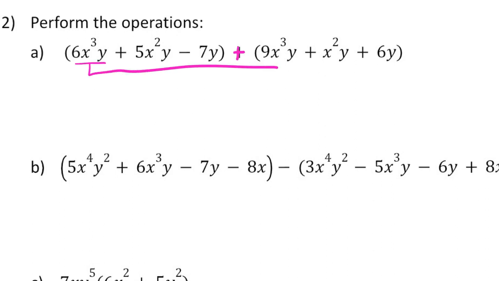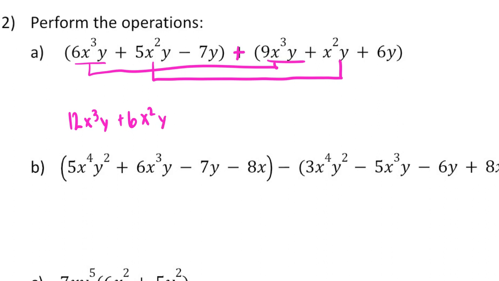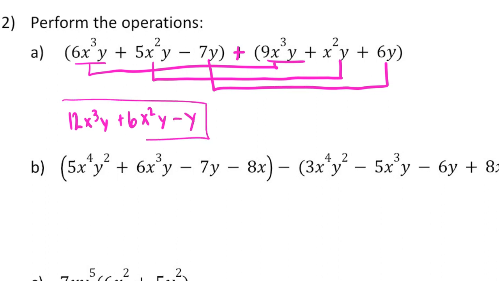So here we've got 12x cubed y. Then we have our x squared y's. We have 5x squared y plus 1x squared y would be 6x squared y. And then we have negative 7y plus 6y is negative y. And, okay, that's adding our polynomials.